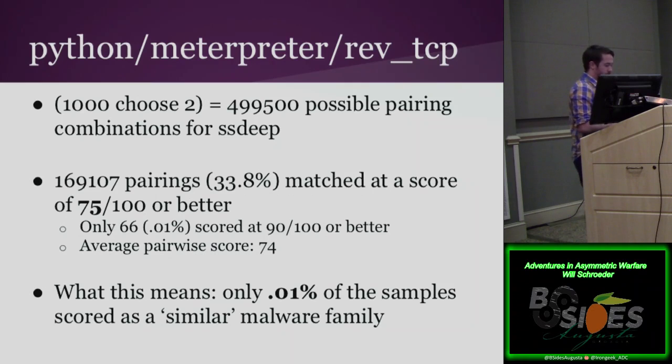Of these for Python, 169,107, or about 1/3, matched a score of 75 or better, and only 66 of them matched a score of 90 out of 100 or better. From one of my blue team reversing friends, the general rule of thumb, at least in his group, is that if something matches at 90 or better on this, it's considered a related malware family with a common ancestry. So what's cool is that even for just Python, only 0.01% of the samples scored as a similar malware family, at least from a really basic static analysis standpoint.